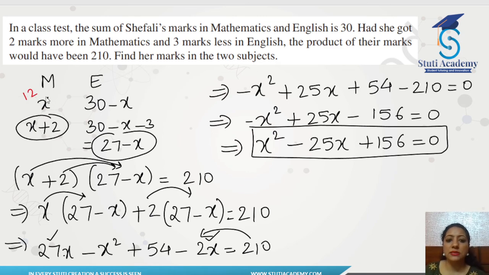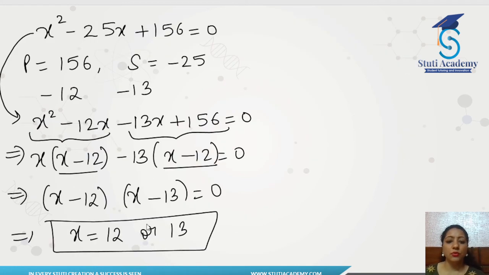If we get 12 marks in maths, we are going to get here in English 30 minus 12, that is 18. If we take here 13 marks in maths, in English we will get 30 minus 13, that is 17. So here there are two cases, 12 and 18 and 13 and 17. There is no reason here to reject any one of these. So we are going to consider both the cases.